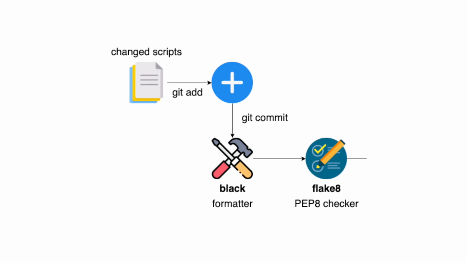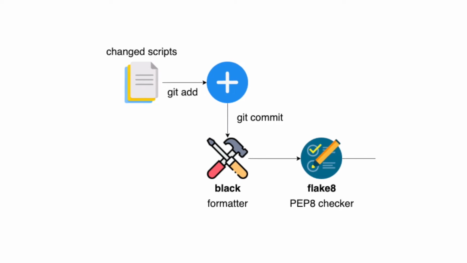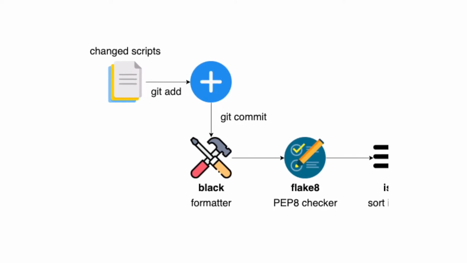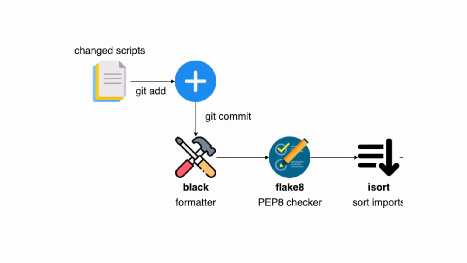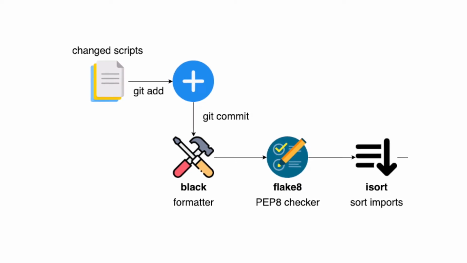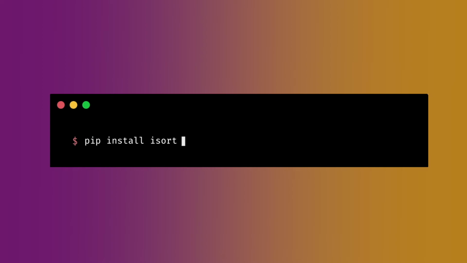In the previous video, we talked about how to add Flake8 to a pre-commit pipeline. In this video, we're going to talk about another plugin of pre-commit, which is isort. Isort is a Python library that automatically sorts imported libraries alphabetically and separates them into sections and types. To install isort, type pip install isort.